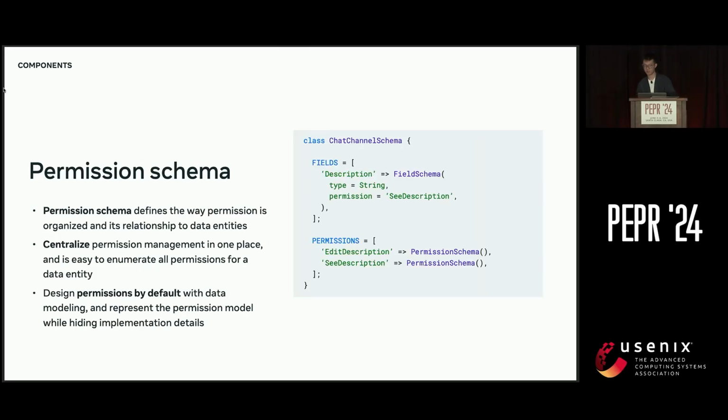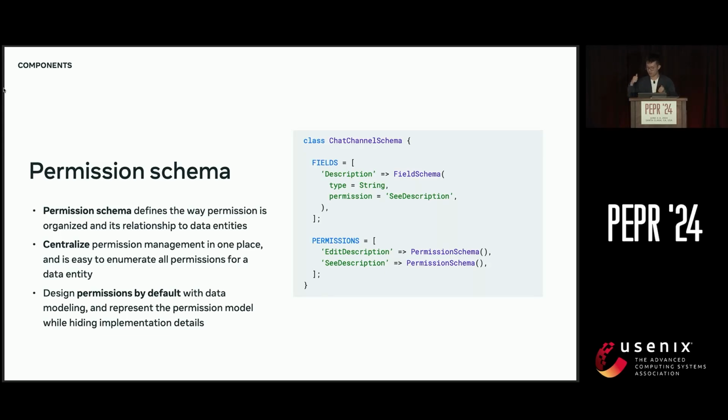The second key component of a permission framework is the permission schema. Similar to a data schema, a permission schema defines the way a permission is organized and its relationship to data entities. In this example, you have a schema here, and we define some data there, like the field description. It stores the description of a chat channel, as a string. So that's usually how we define a data schema.